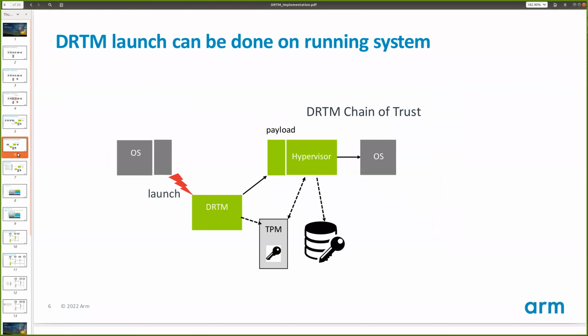Next slide. The thing you can also do is that you can repeatedly do this. So say that you have a running system, right? You have a system that's been running for 6 months, and you want to maybe upgrade your kernel or hypervisor. You can, without resetting the system, initiate a dynamic launch using DRTM, and you are basically resetting the state of the TPM for the dynamic PCRs, and you get a fresh measurement of the new payload. And again, you can enforce a TPM-based security policy based on that.